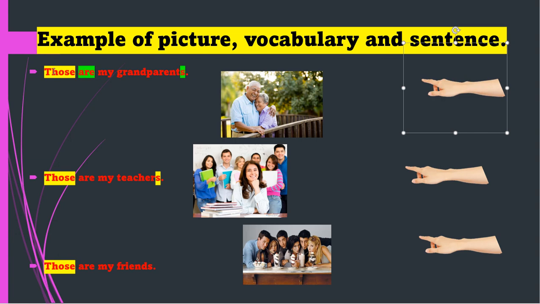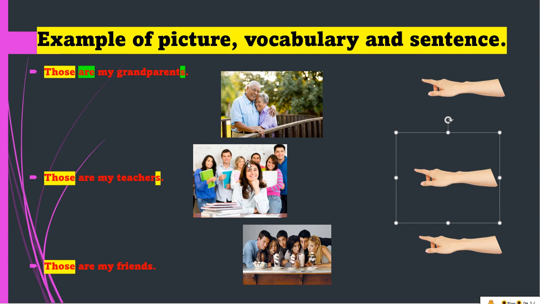So we use those. Okay, again, those are my teachers. So this one here is for the teachers. So we use those because it's far away, and are because we have here the subject. So one, two, three, four, five, six, seven. So seven teachers, and we have S because teachers is plural. Okay, so more than one.